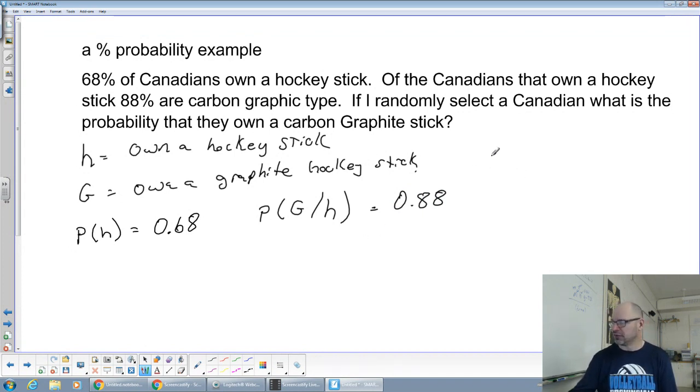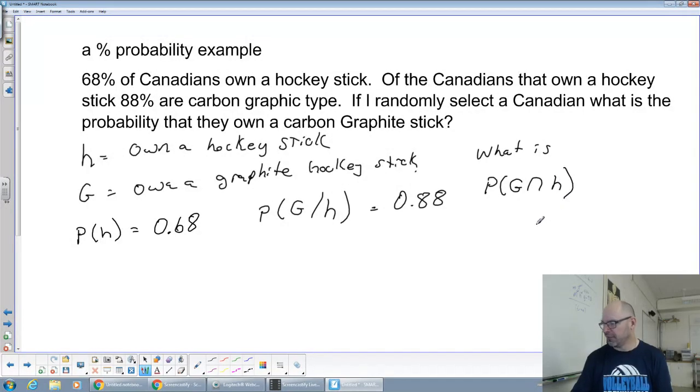Okay, and the question is, what are we trying to find? We want to know the probability that you have a graphite stick and own a hockey stick. Okay, that you have a hockey stick and it's graphite.